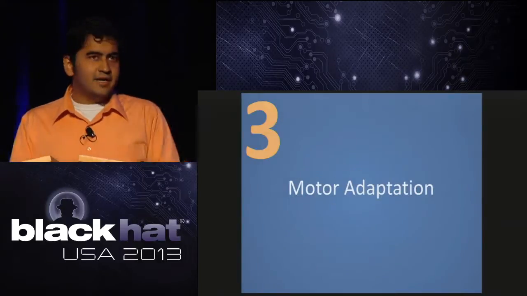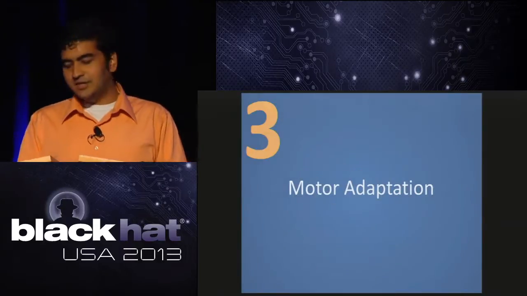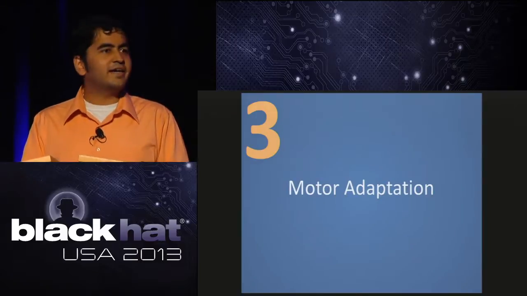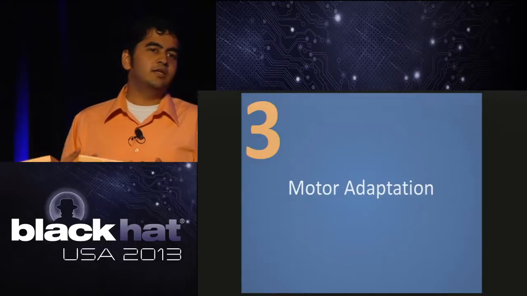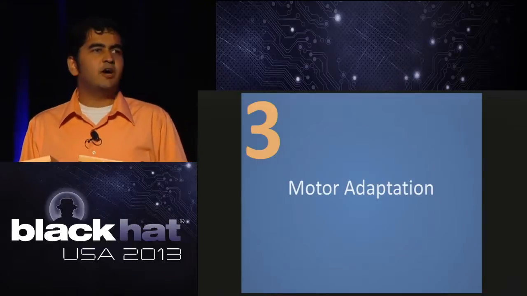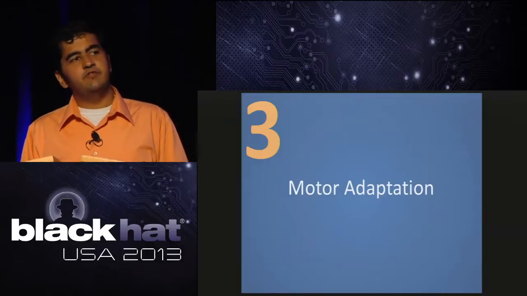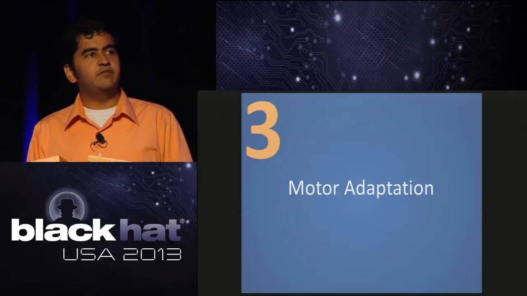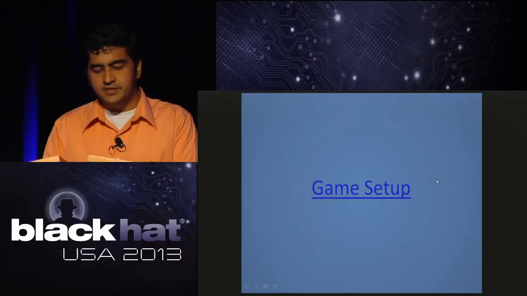All right. The third attack gets into something a bit more interesting. We attack limitations of the human motor system, the motor system being the neural system that controls all our actions. The phenomenon we use is motor adaptation, where we get trained to do the same tasks again and again very quickly. So again, the game setup.